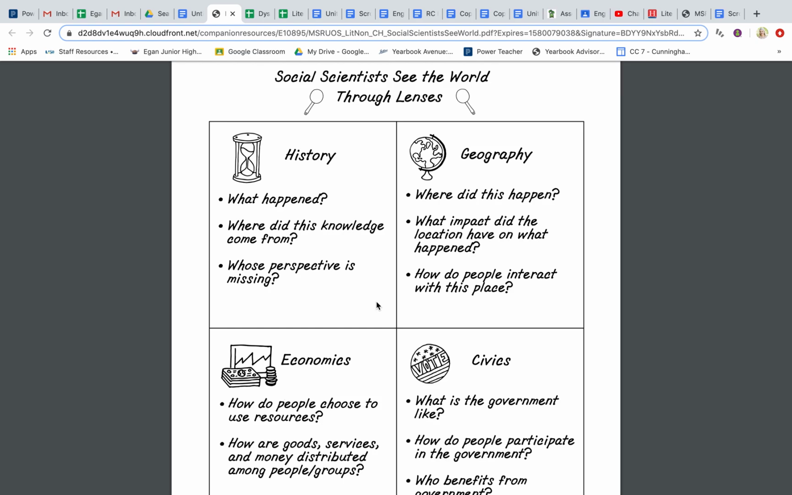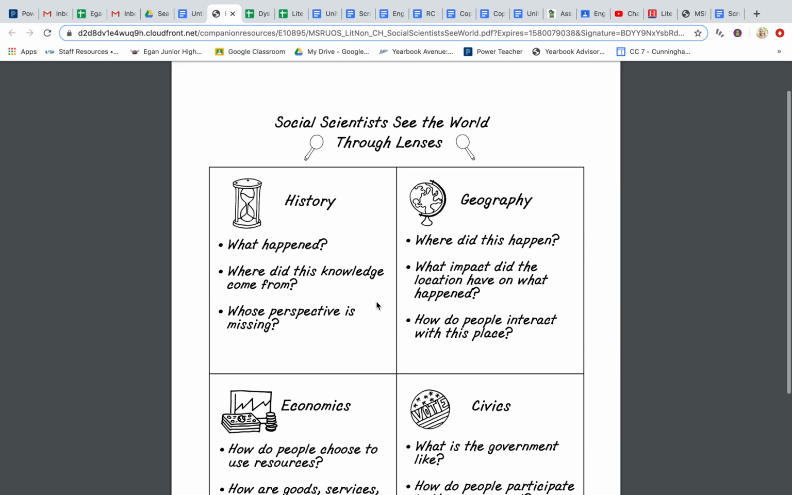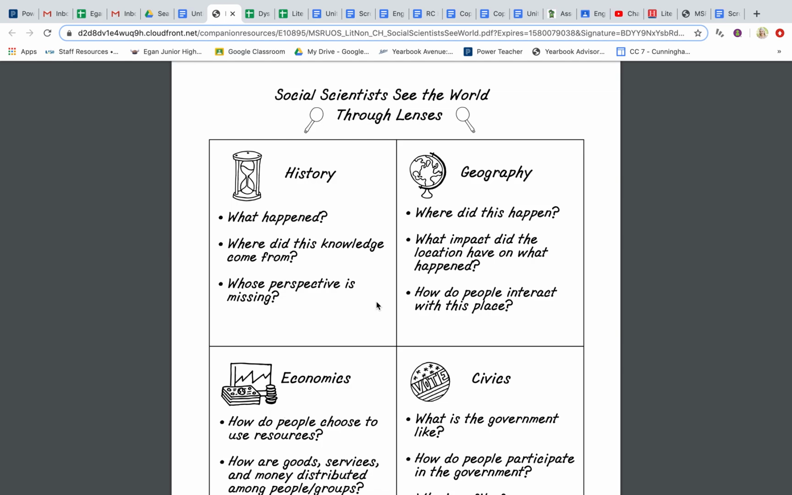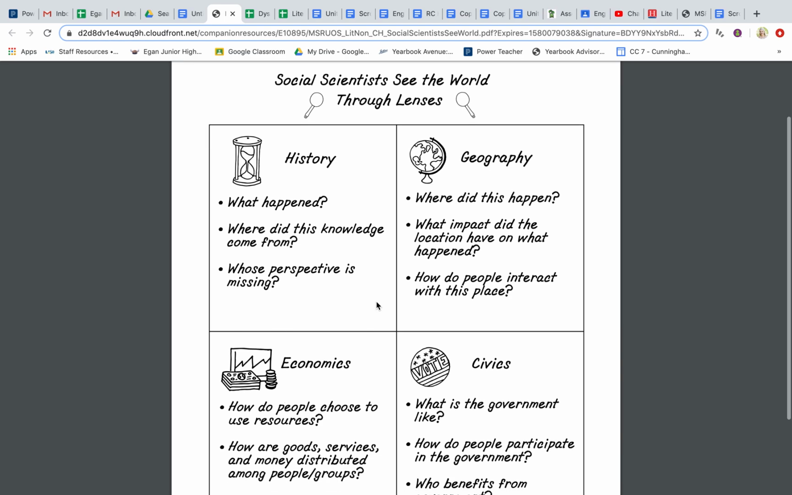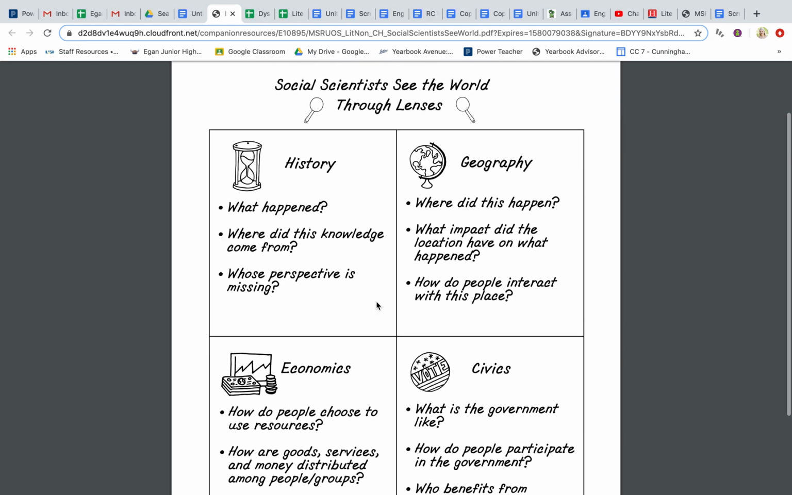So this one's recapping session 14, which is all about seeing social scientists and the way that they see and analyze the world, and using that lens to analyze your text. I just want to go over the anchor chart that you were supposed to glue in. It has 4 corners, and it breaks down the 4 different parts to the social scientist lens.